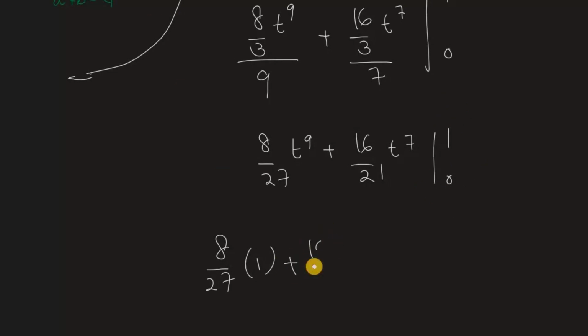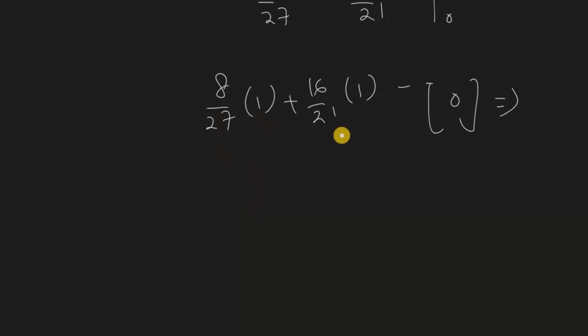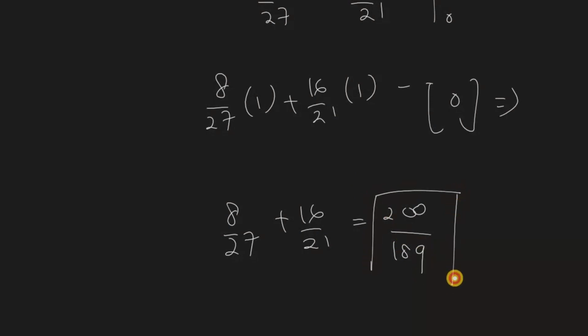Then 16 over 21 times 1, and then minus 0, right? If you plug in 0 over here, this is 0 and this is 0, so it's nothing. You don't need to write it, honestly. So the answer is simply 8 over 27 plus 16 over 21, which is 200 over 189.